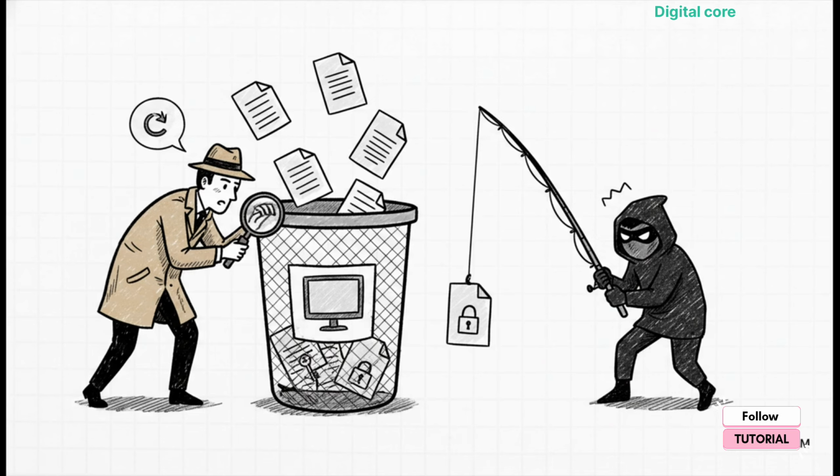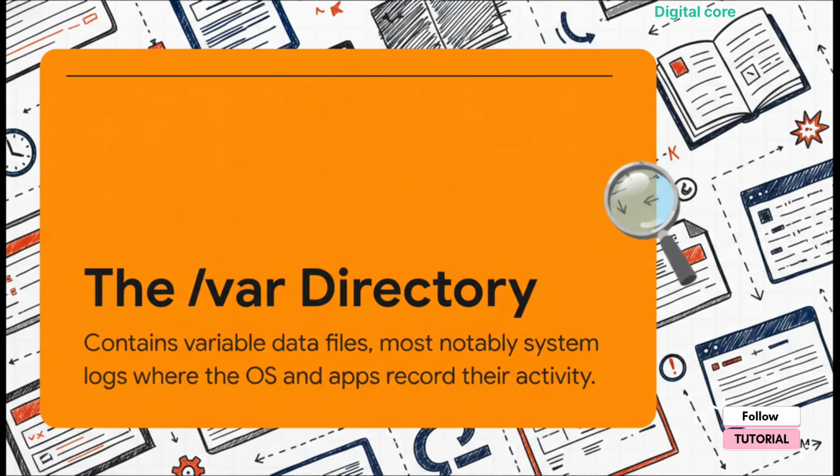And if /etc is the control room, then /var is like the flight recorder. It stores all sorts of variable data, but most importantly, system logs. Every single login attempt, every application error, every system event, it's all recorded here in real time. It's the very first place you should look when you need to figure out what in the world went wrong.